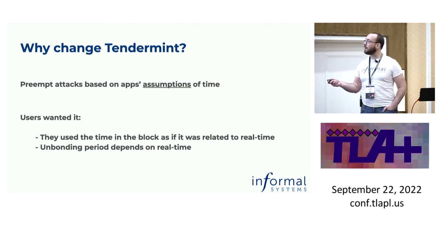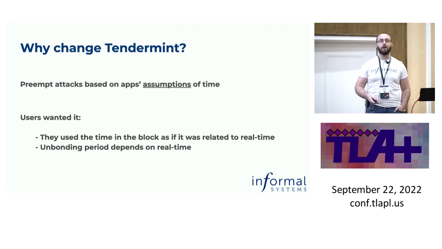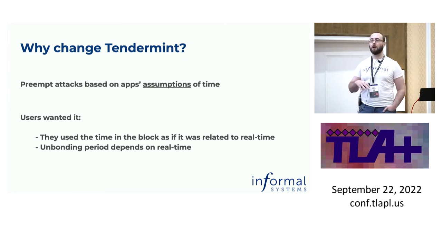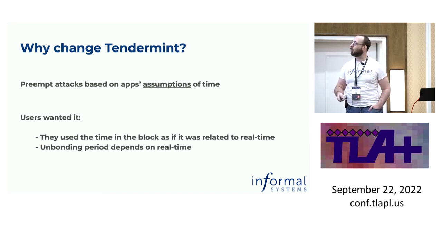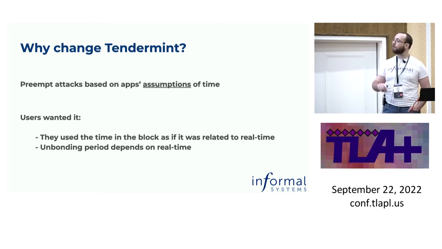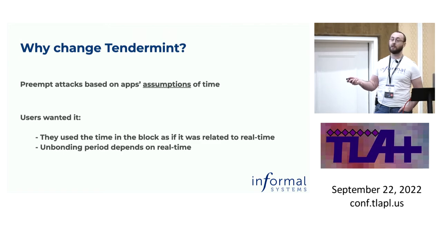But real time does matter because there's something called an unbonding period, which, I don't want to go into this right now, has financial consequences. This is how you get tokens back from the ones you've delegated to the validators. Not important for this talk, but just to say, it has real life consequences, but it's not related to real life.